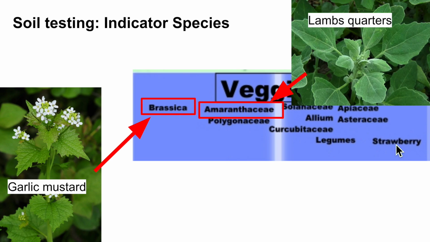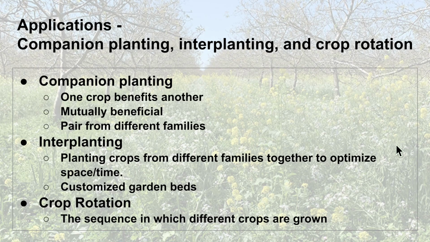However, learning the species and what they indicate can be a challenging task, and there's really not a whole lot of great references I can point you to. The infographic can also be used to assist with companion and interplanting and crop rotation.